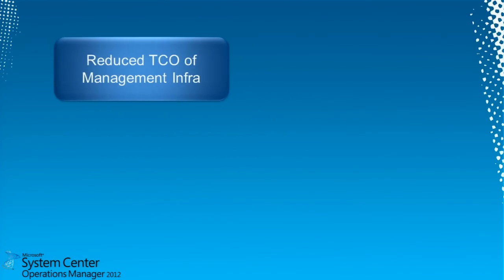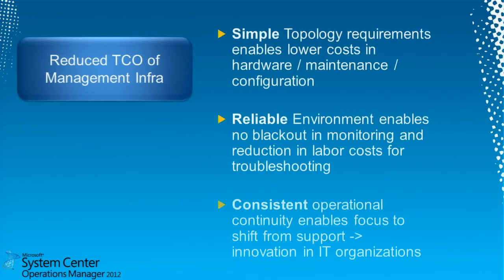All right. So let's go through the first one. I think this was you. Yeah, thanks, Jason. So reduce TCO management infrastructure. So we all want to do that. We all want to reduce the cost of deploying our infrastructure. We want to make it easier, more simple to be able to manage as well. So simplifying the topology elements is a key aim of 2012. You know, lowering that hardware cost, lowering that maintenance cost, lowering the cost of having to configure the product in general. Reliability is another key factor as well.